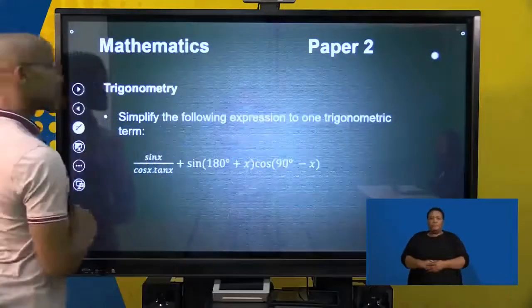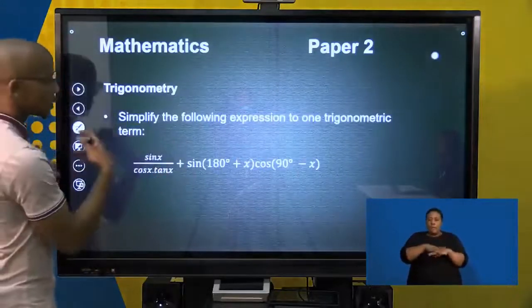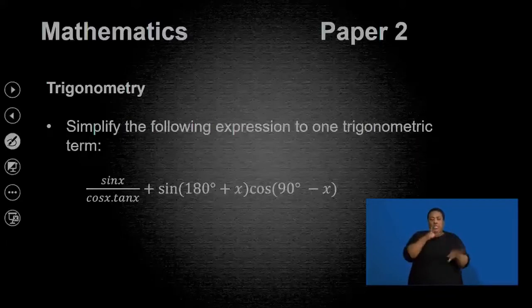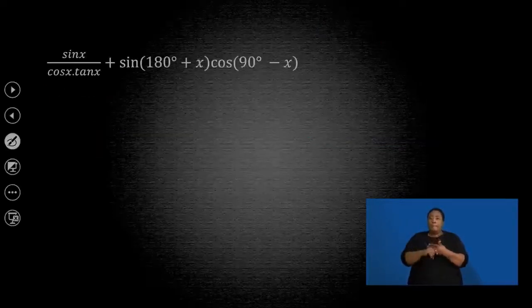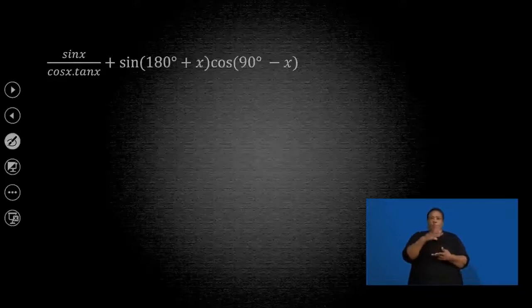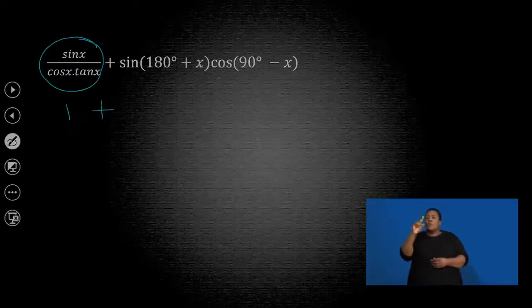Now, let's apply this to a bigger question. It says, simplify the following expression into one trigonometric term. Your trigonometric term can be sine, cos, or tan. Now, you know from the previous question that we did, we got that as 1. So I don't really need to look at that because we already know that it is equal to 1. And this will be plus.